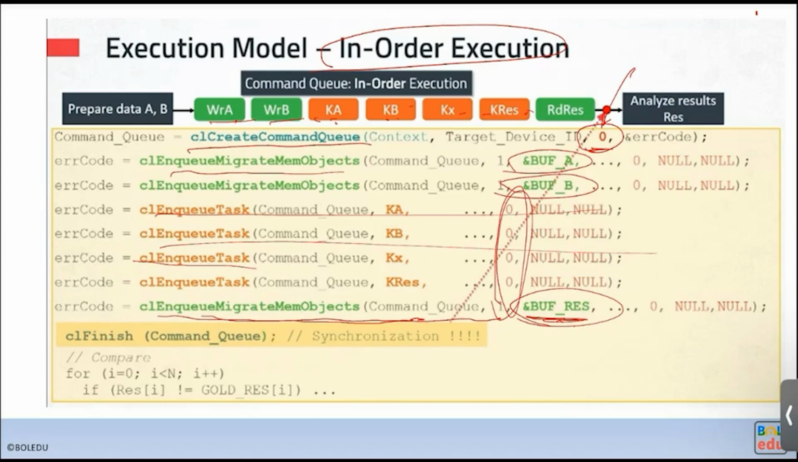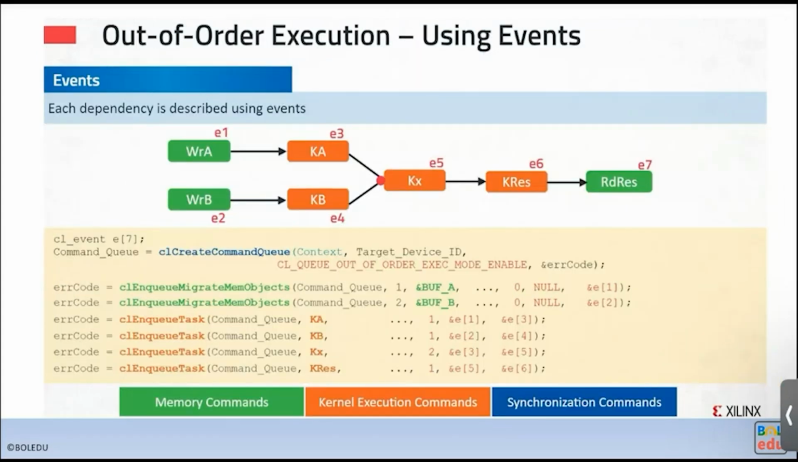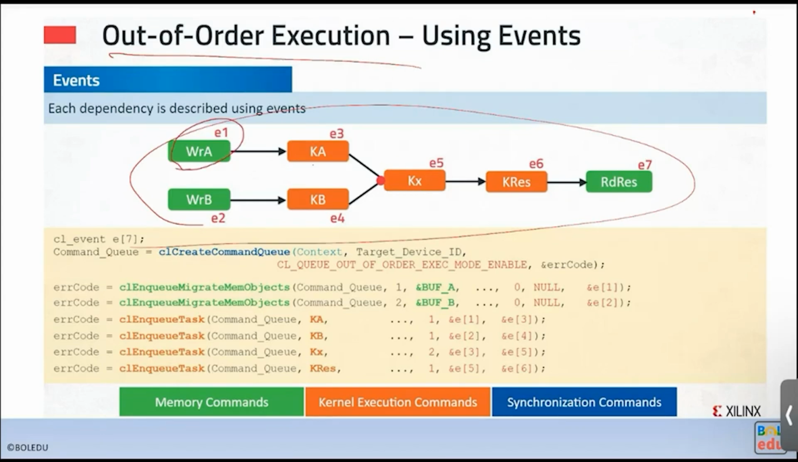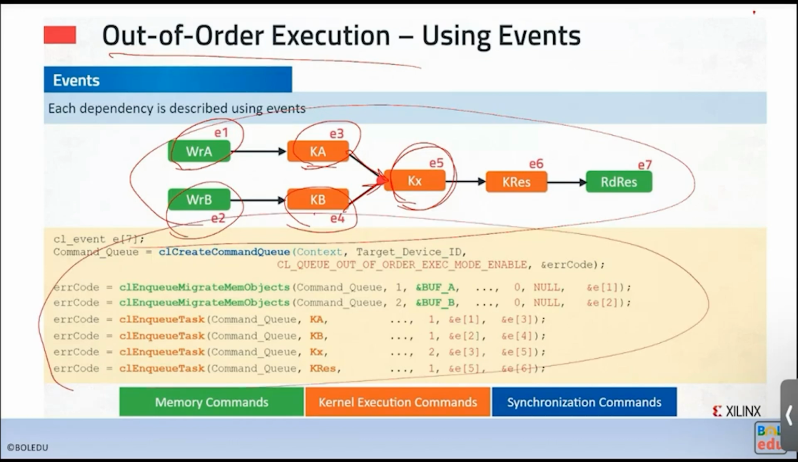Okay. But this example shows the out of order execution. That's the dependency graph. First you have to transfer buffer A before kernel KA can execute. Buffer B transfers first, then start kernel KB. And the KX kernel function depends on kernels A and B completing. So the following is the way you write your code.